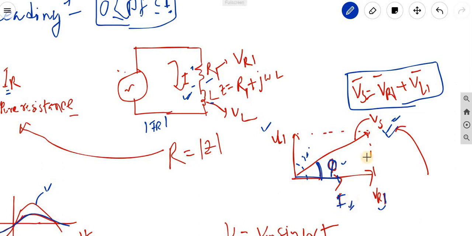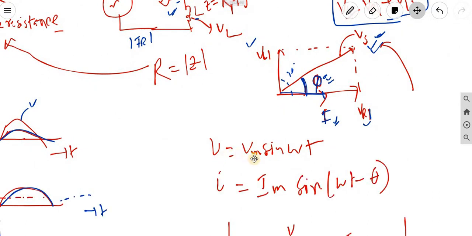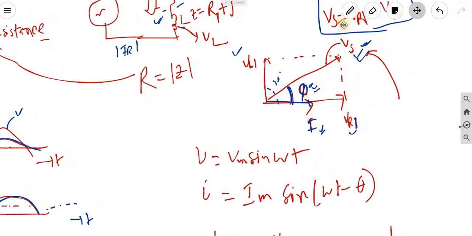Source current is lagging voltage by how much degree? Phi degree. You can present it as a degree phi. So now if we take V as the reference, V equal to Vm sin omega t, then mathematically I would be I equal to Im sin(omega t minus phi). So this would be the phi.